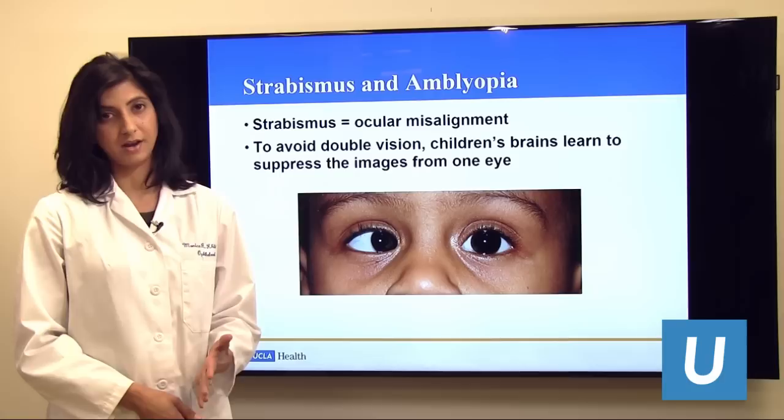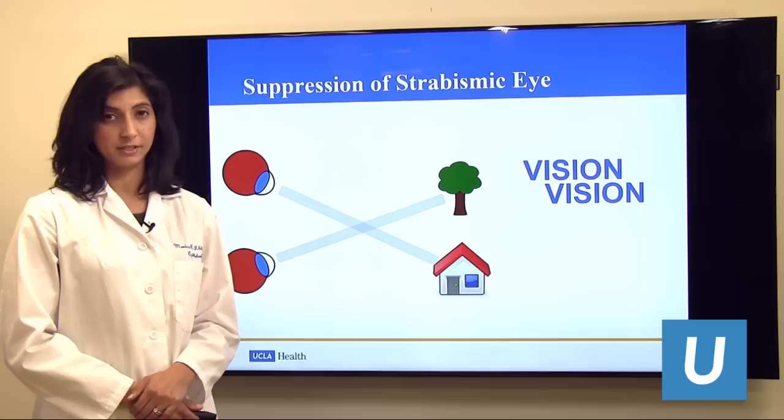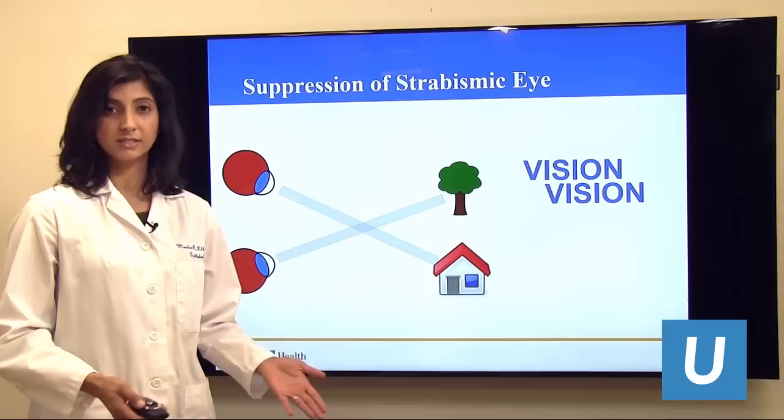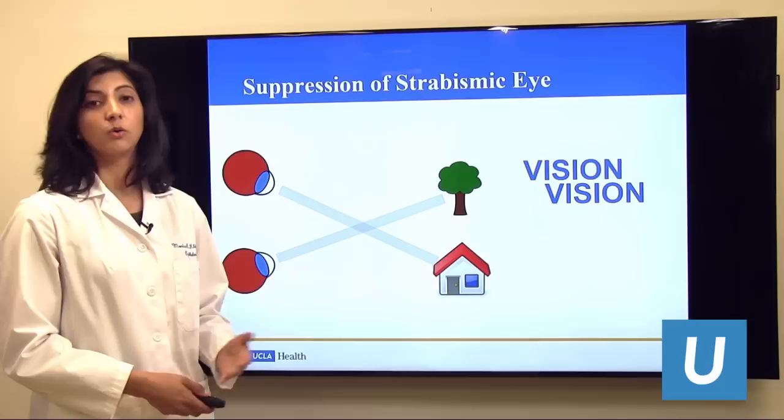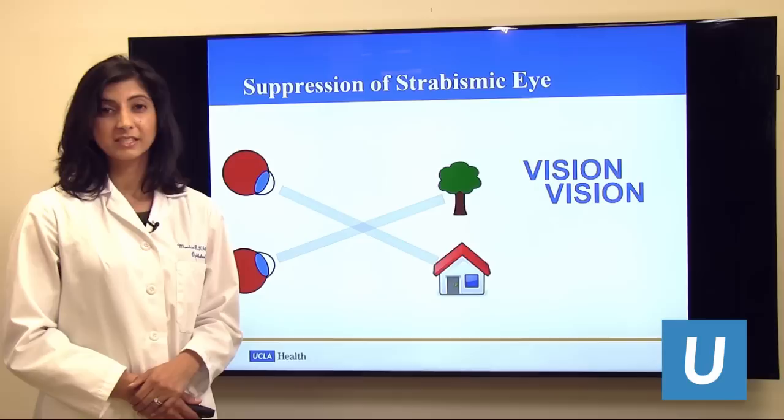While that does get rid of the double vision, that also puts them at risk for amblyopia. Now, this is a pictorial representation of what occurs in strabismus and amblyopia. You can see that most of the time when patients do not have strabismus, their eyes are directed at one single visual object, in this case, either the tree or the house. This patient in this picture here has esotropia, or a crossing of the eyes, so the eyes are directed at different visual objects. And this can give rise to visual confusion or double vision.